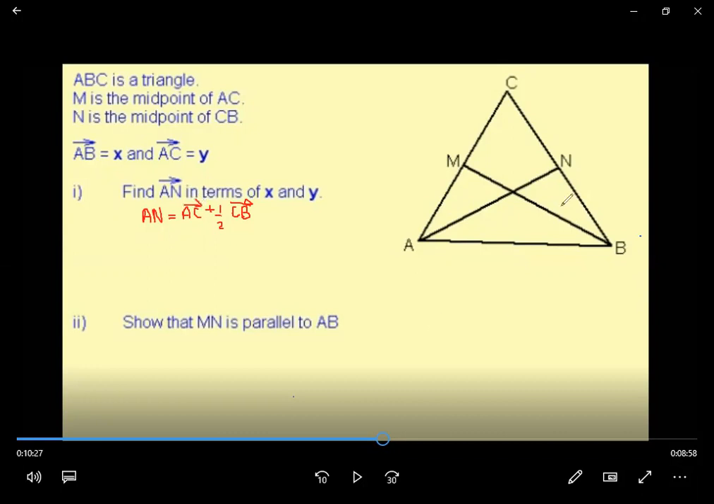But we don't know what CB is, right? So we have to calculate what CB is. So go ahead and calculate what CB is for me. CB would equal to what? CA plus AB.